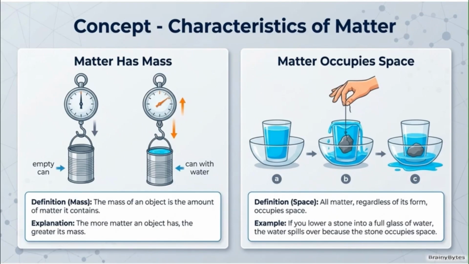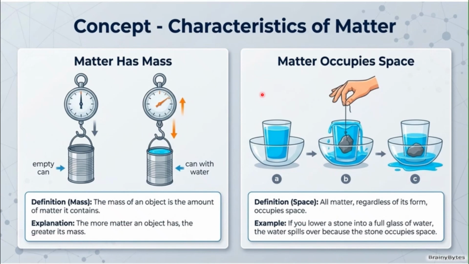Now, let's understand the characteristics of matter. Just think, how do we prove matter has mass? Imagine a simple experiment. If you hang an empty can on a spring balance and then fill it with water, sand, or pebbles, the pointer is going to drop, faster than my grades during a surprise test. This change in reading proves that the substance has mass. Therefore, we define mass as the amount of matter it contains. The more matter an object has, the greater is its mass.